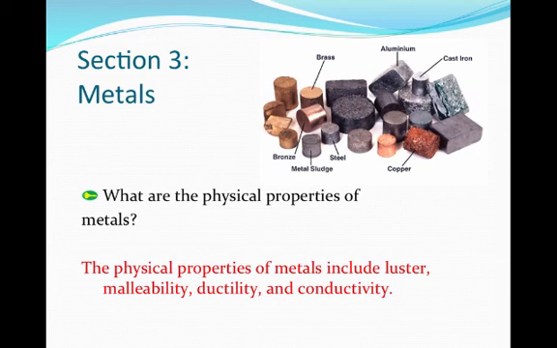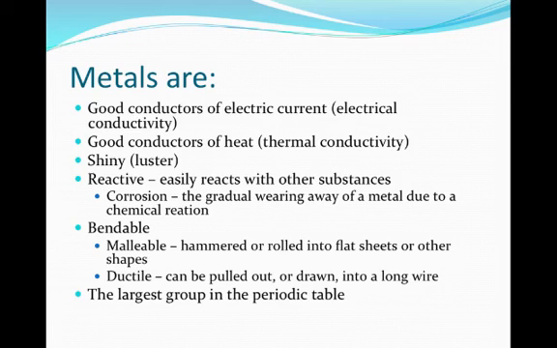Malleability means how can we hammer it into a flat sheet. Ductility means can we pull it into a thin wire. And conductivity is talking about its ability to conduct heat and electricity. So good conductors of electrical current, these are characteristics of metals, and conductors of heat, they are usually shiny.